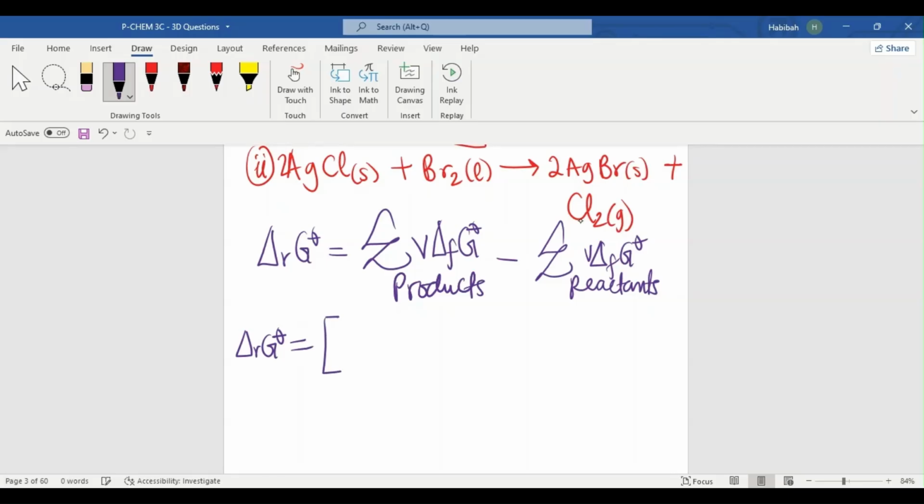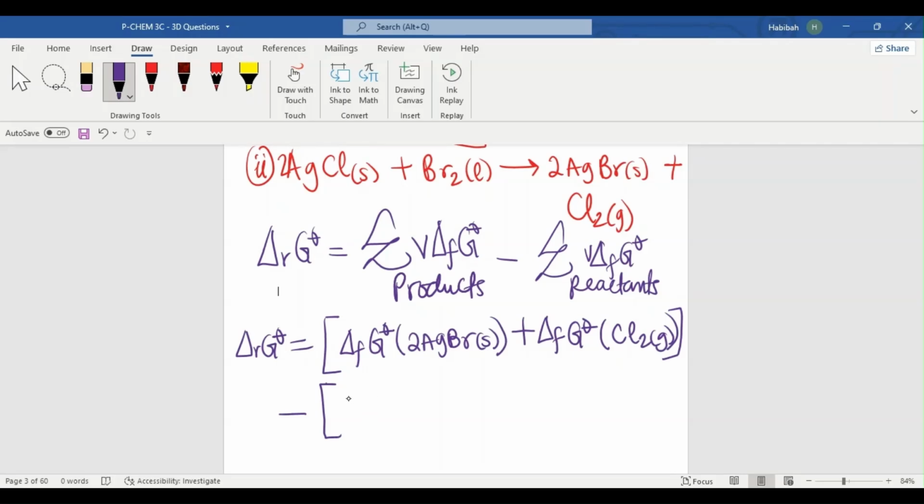We're going to first of all focus on the products. So you have the Gibbs energy of formation for the first product, that'll be 2AgBr, solid, plus the Gibbs energy of formation of the second product, that would be Cl2 gas, minus the Gibbs energy of formation of the first reactant, which is 2AgCl, solid, plus the Gibbs energy of formation of the second reactant, which is bromine, liquid.